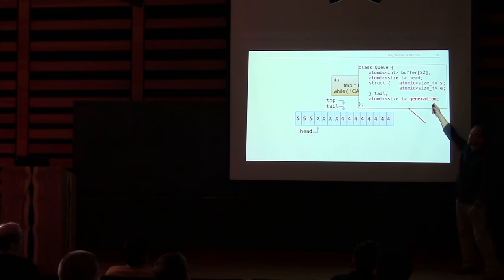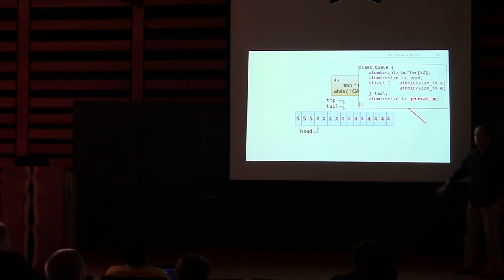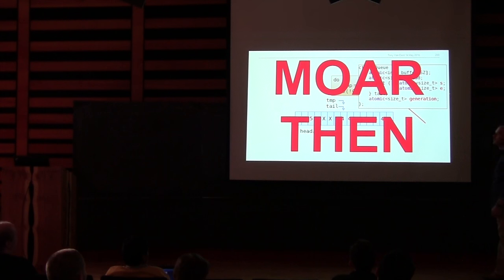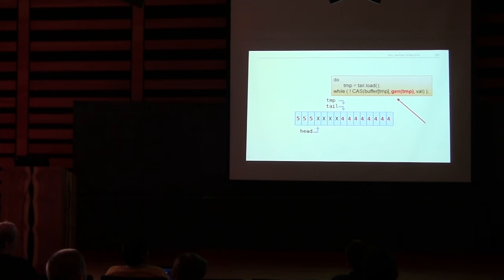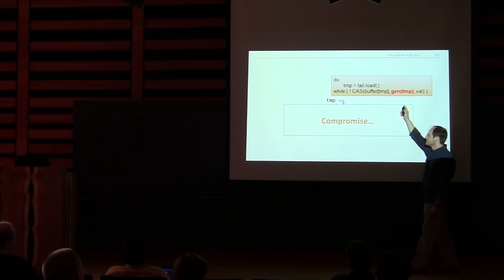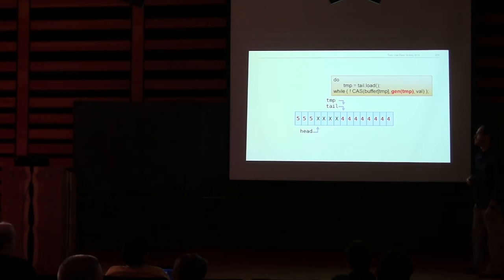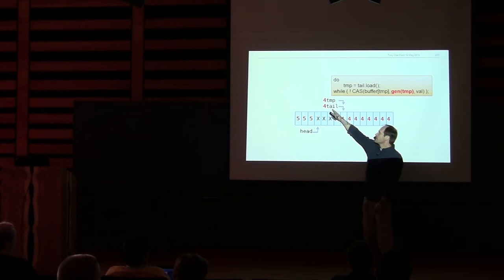What we're going to have to do is have a generation inside of our structure that keeps track of how many times we have gone around this queue. And that's another atomic, right? I really don't like yet another atomic, yet another piece of state that I have to worry about. More state leads to more thens. I don't like that idea. So what we're going to do is hide the generation somewhere. We're going to make another compromise. Stick the generation count inside the tail.